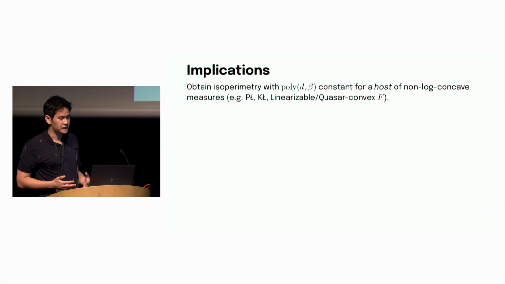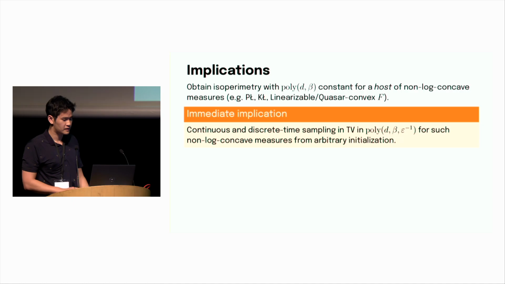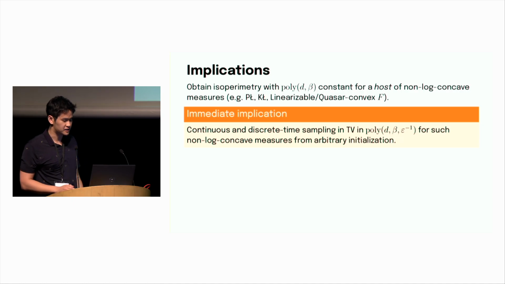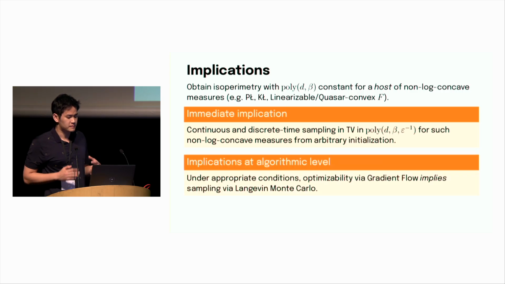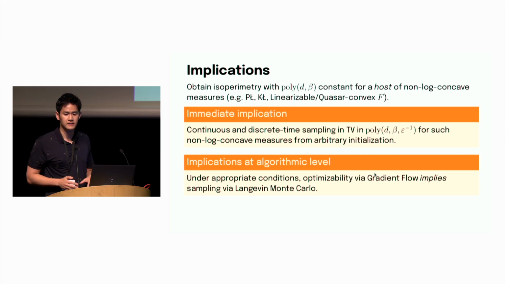So let's talk about the implications of this result. As a consequence, we obtain isoperimetry with controlled polynomial constant for a host of non-log-concave measures, in particular when f is PL, KL, or linearizable or quasi-convex, for example. An immediate implication, therefore, is efficient sampling from arbitrary initializations for various non-log-concave measures. But perhaps at a deeper level, this shows implications at the algorithmic level, in that we connected optimizability via gradient flow, recall the condition presented was a form of an if and only if condition, to sampling via Langevin Monte Carlo.